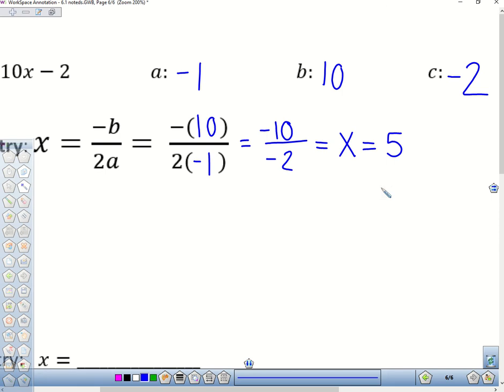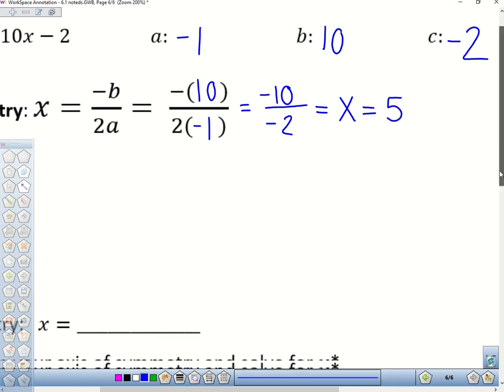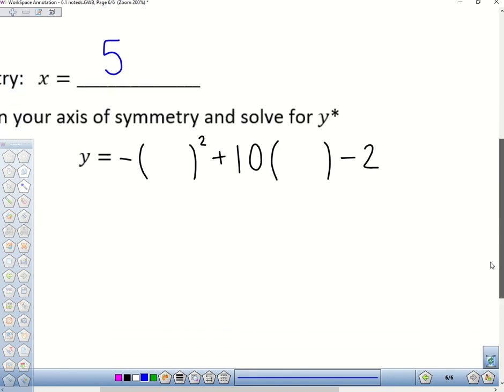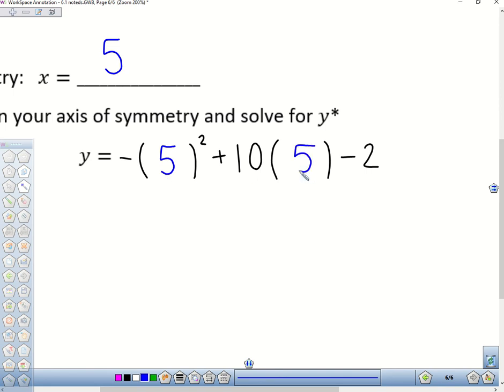All right. Are you ready for what we do with the axis of symmetry? We take our axis of symmetry, x equals 5. Now for the y value, it'll be negative 5 squared, plus 10 times 5, minus 2. So we take our original equation, but we replace all of the x's with the axis of symmetry, which is 5. And 5 squared with the negative is -25.